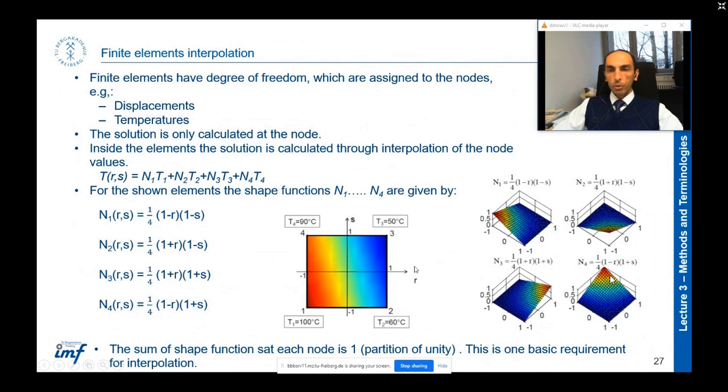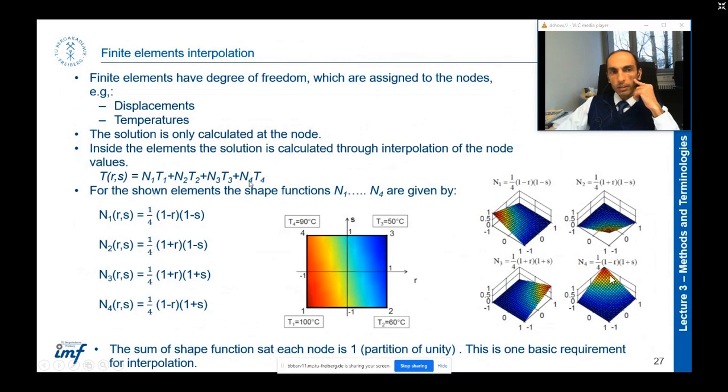But in your simulation, you need the continuous result. So for these nodes, what is the value here, or here, or here? So we use this mathematical idea. It's an interesting mathematical idea for calculating the values in between using a function which is named the shape function.